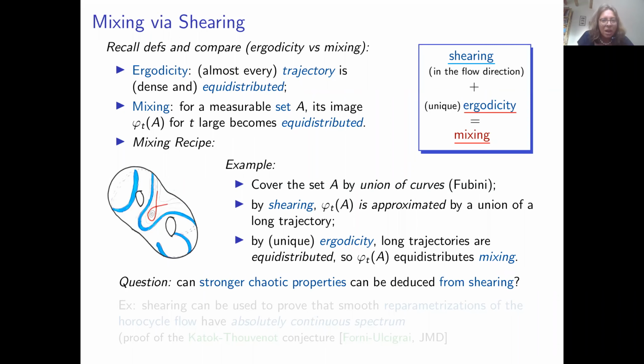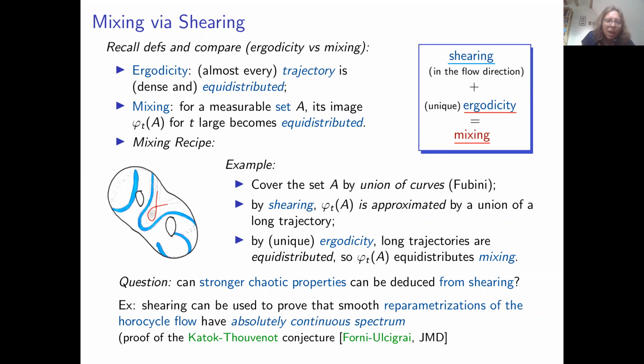Well, not only mine. Okay, so now what I want to move on to is, great, we have this great geometric mechanism, shearing, and we used it to prove mixing in many, many setups of parabolic dynamics. Can we do something more with it? Can we prove stronger, further chaotic properties using shearing? For example, with Giovanni Forni, we proved a case of a conjecture by Katok and Thouvenot on time changes of the horocycle flow. We understood the nature of the spectrum using mixing.